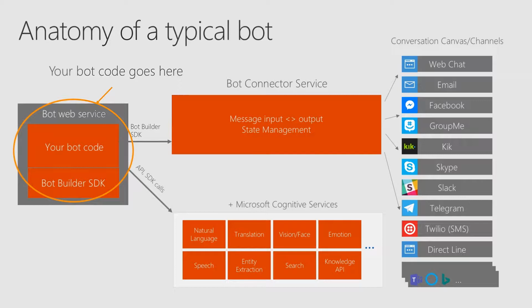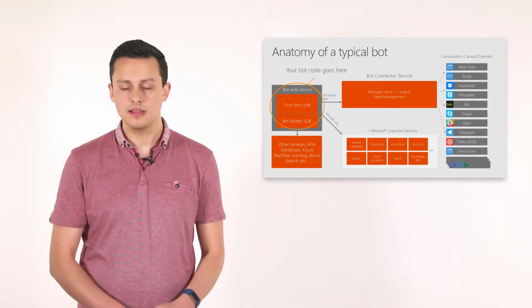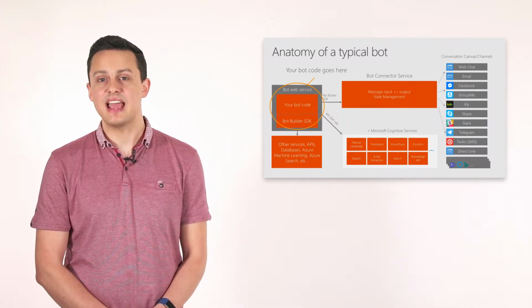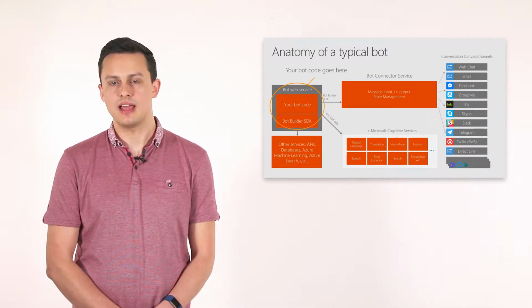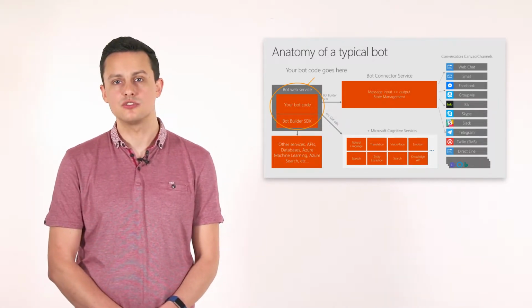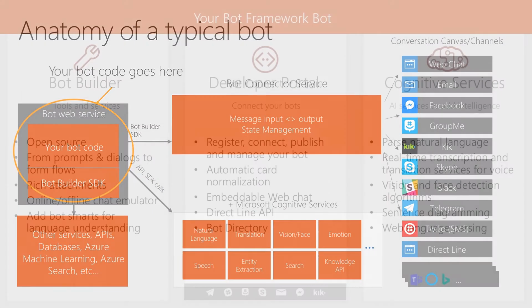Now, to make our bot more interesting, whether it's to process natural language or to understand an image, we can rely on the Microsoft Cognitive Services. A number of these are integrated directly into the Bot Builder SDK. And then finally, we're likely to require other platform services, which makes Azure an ideal place to host our application with its databases, machine learning capabilities, search, and more.